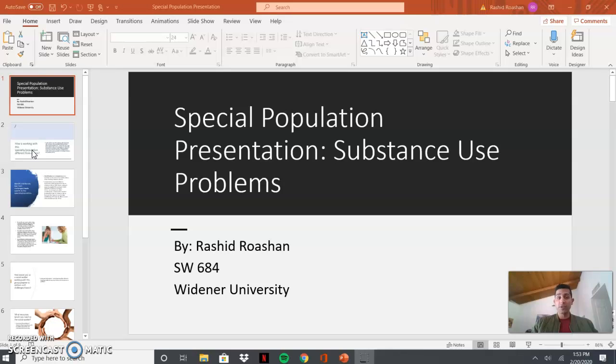The population I've chosen to focus on is individuals with substance use problems. Just a little disclosure, I do work in an inpatient dual diagnosis facility that treats both substance use and co-occurring mental health issues. Although we do have a few locations, 75% of them are strictly for substance abuse, while one is just for mental health. So I do have a little personal experience with working with both populations.